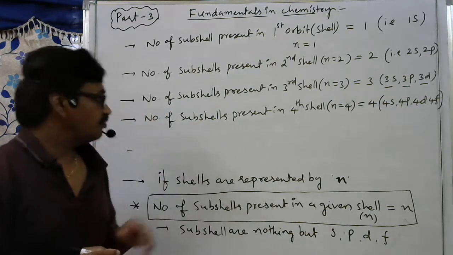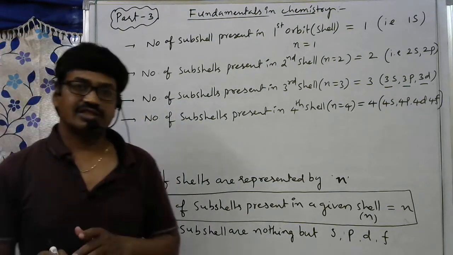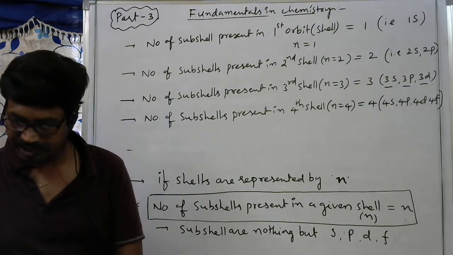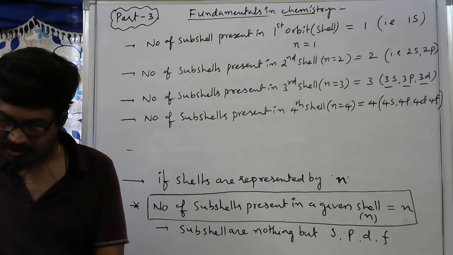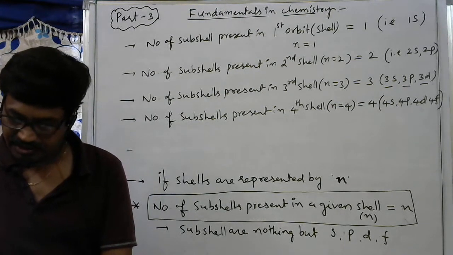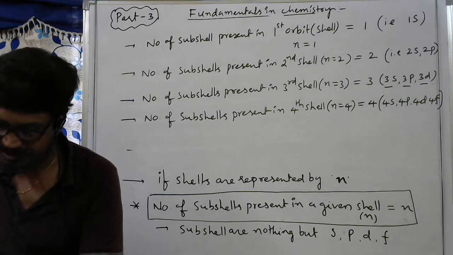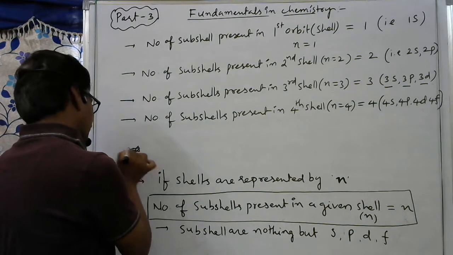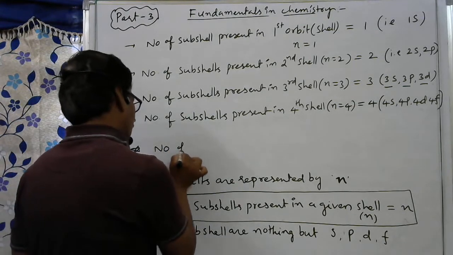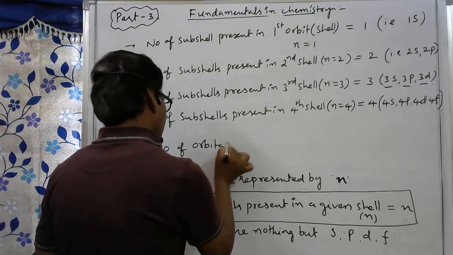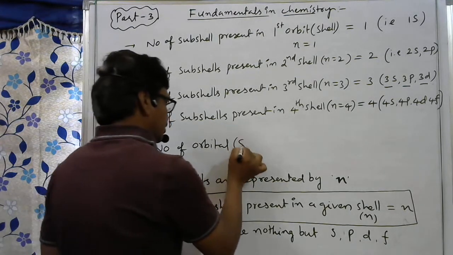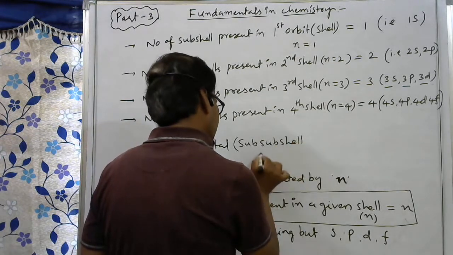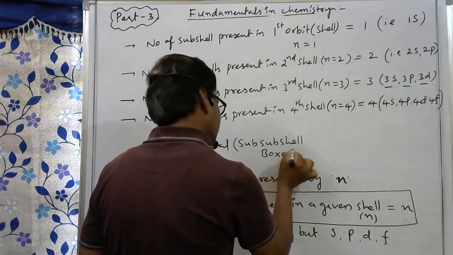That is, we can find the different subshells present in a given shell. This formula we have to remember. Then, number of subshells, otherwise number of boxes. Here I am writing one more formula: number of orbitals. Here orbital is nothing but subshell, otherwise boxes present in the orbital.